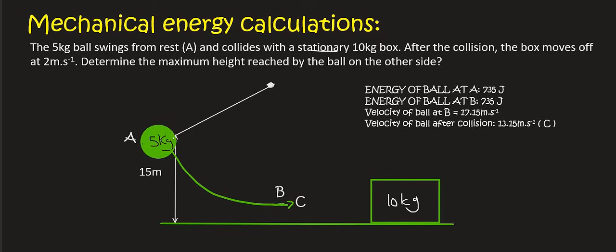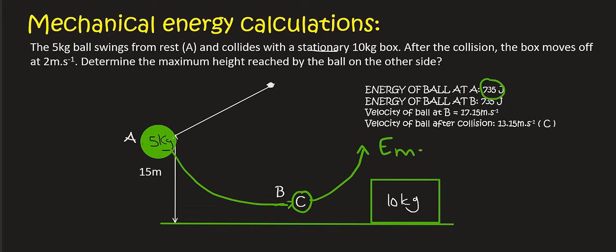Now, from point C, it will continue along its circular path, but now it has no other forces trying to slow it down or speed it up. So there's no air resistance or anything like that, so we can go back to the mechanical energy. So we now need to work out how much energy it has at point C. It won't have 735 anymore because it would have lost some of its energy due to the collision. At point C, it's still on the ground, and so it only has kinetic energy.